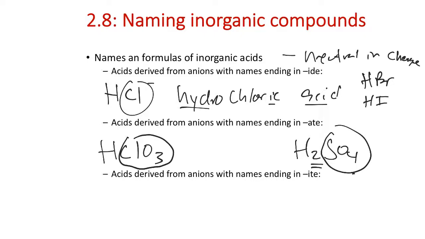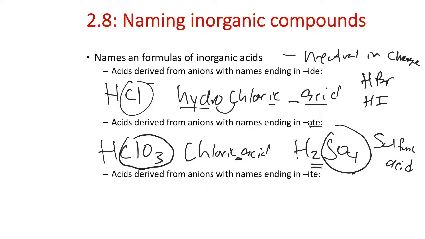For sulfate and chlorate, the anions that end in ate, we just go by ic acid. We get rid of the hydro, we just call it ic acid. So the first one would be chloric acid. You go to the root name of the molecule, chloric space acid. Sometimes I do this little underscore to make sure we see where the space is. So hydrochloric, that's all one word, and then space acid. So chloric acid, sulfuric acid for the second one.